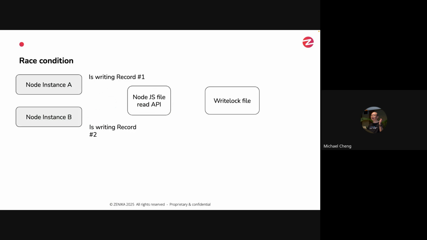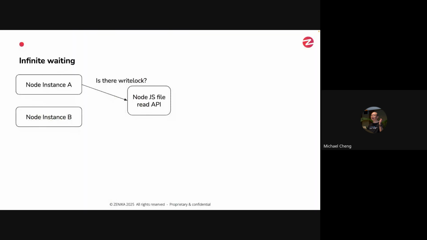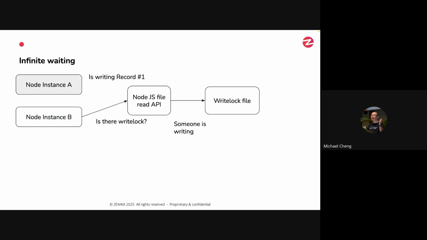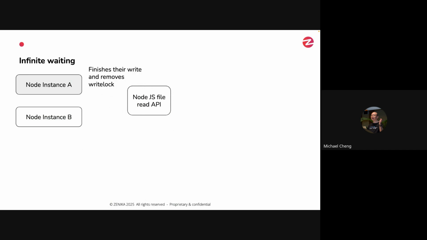And then both of them start writing because there's no write log at that moment, right? And then there's also infinite waiting. A says, is there a write log? And then starts writing. B checks if there's a write log, so it sleeps. Okay, A is done. And then A now receives a new write order before B woke up.